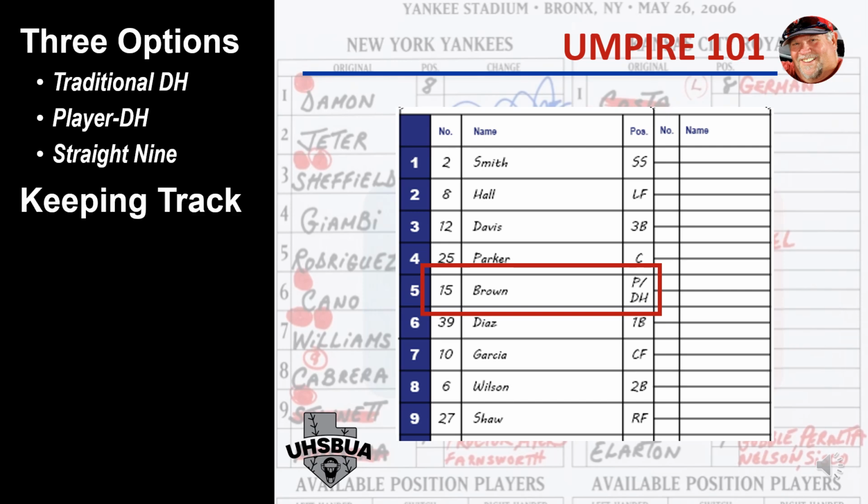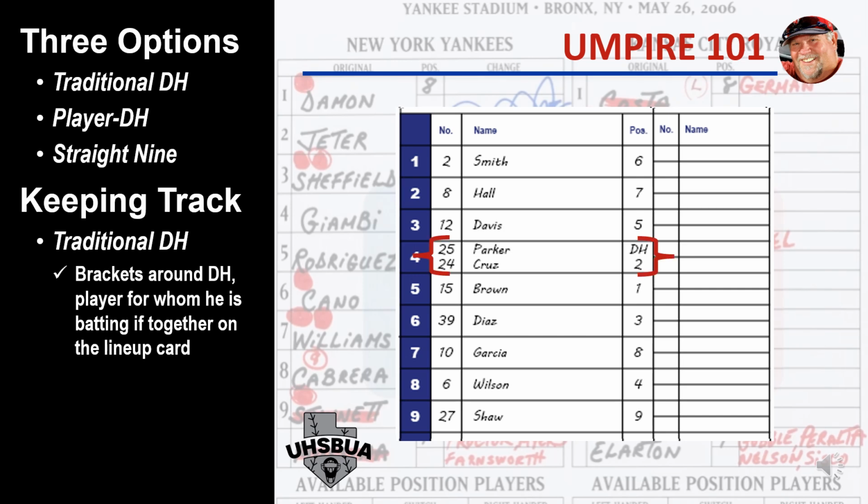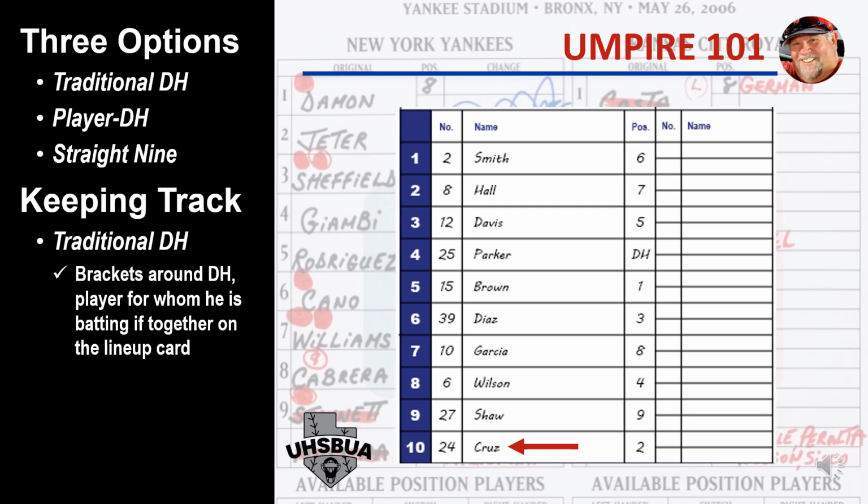When a DH is used, the best way to clarify who the DH is batting for is to add brackets around both names if they are together on the lineup card. Most coaches add the fielder for whom the DH is batting at the bottom of the lineup card in the 10 spot. If that is the case, connect them with a line or an arrow.